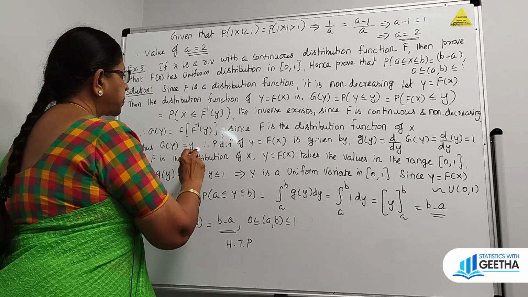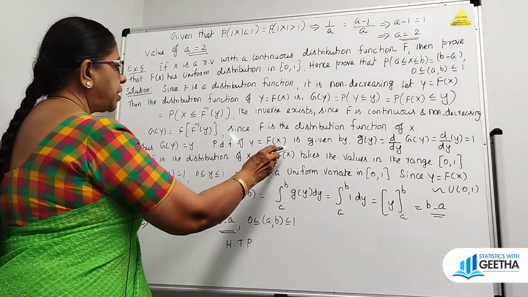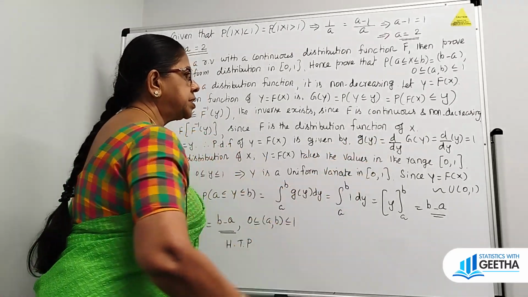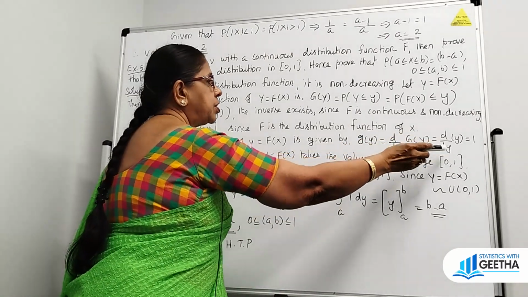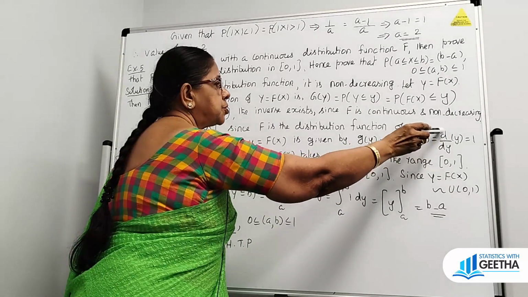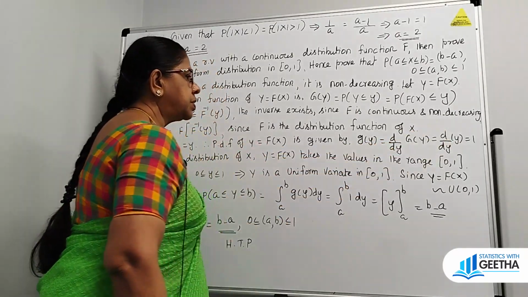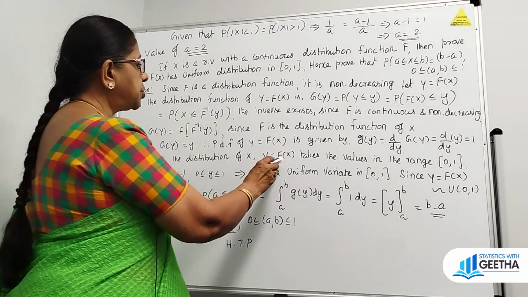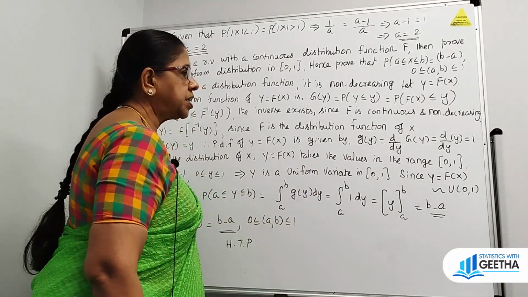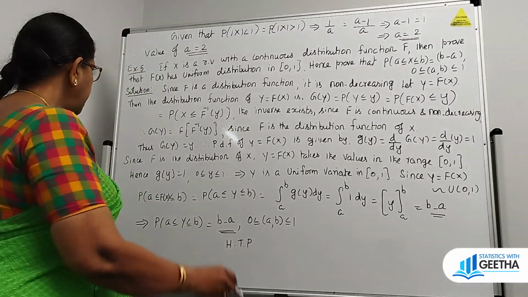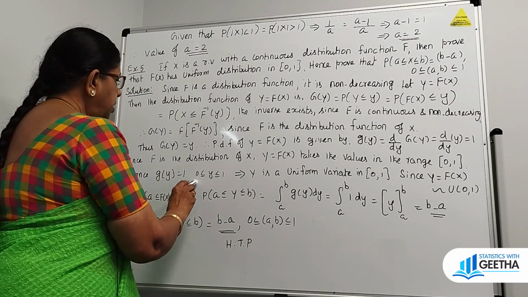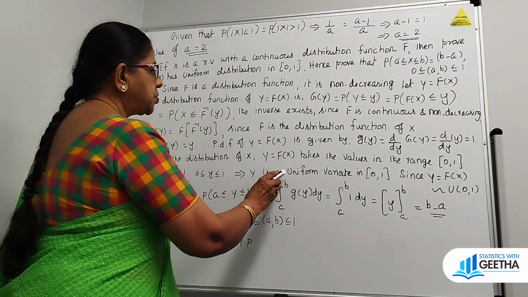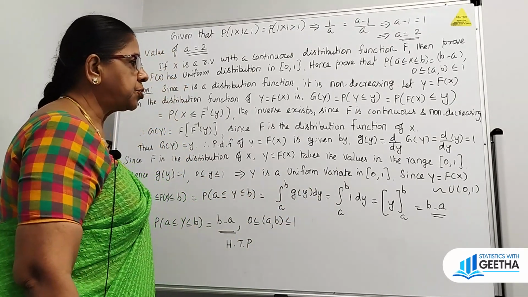Therefore the PDF of y equal to F of x is given by g of y equal to d by dy of capital G of y. That is d by dy of G of y, which we found to be y. So d by dy of y is equal to 1. Since F is the distribution function of x, y equal to F of x takes values in the range 0, 1. Hence, g of y equals 1, 0 less than or equal to y less than or equal to 1. That implies y is a uniform variate in 0, 1.